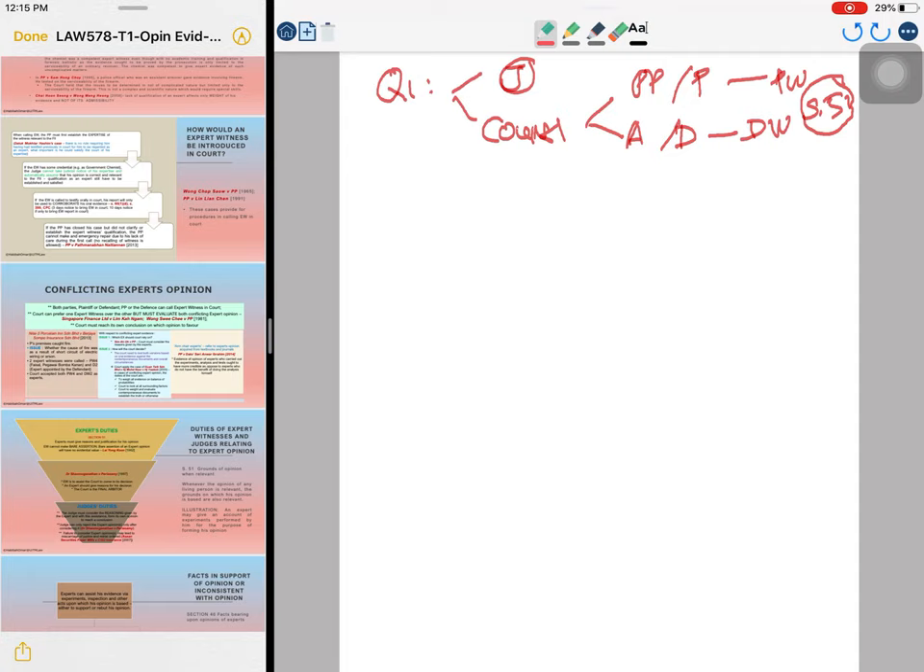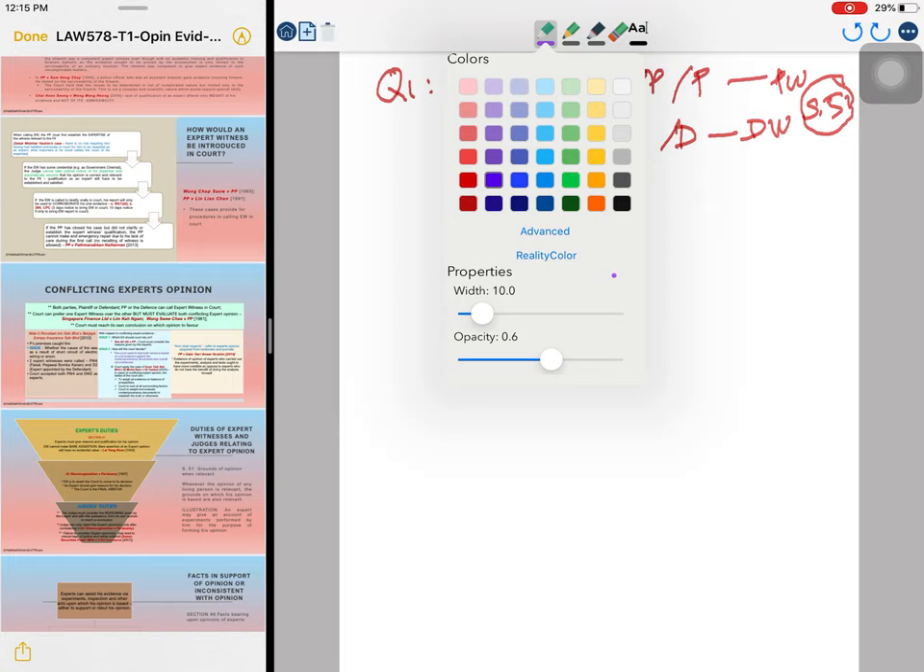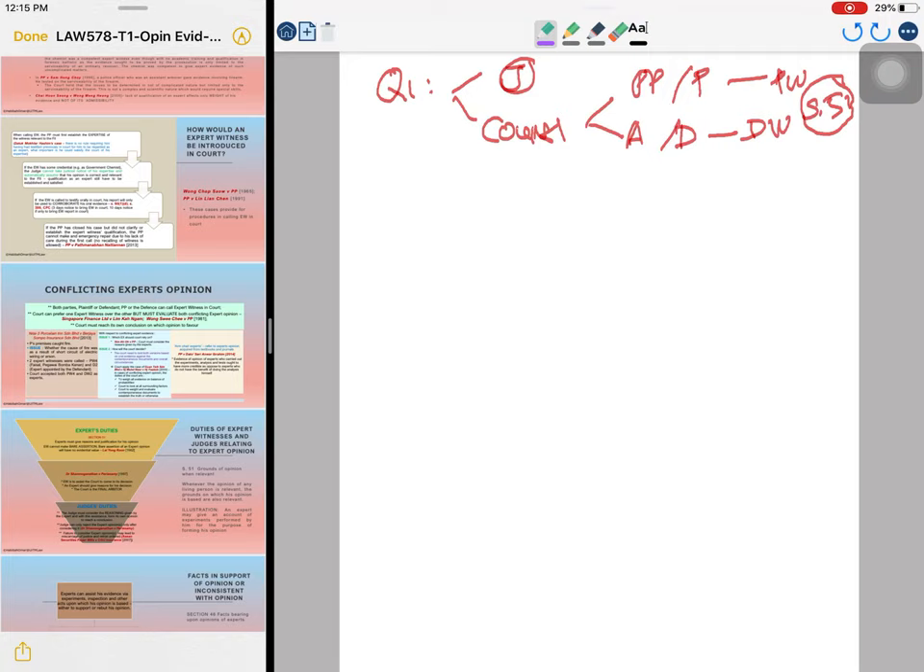This is actually provided for in the case of Singapore Finance Limited against Lim Kah Ngam, as well as in the case of Wong Sui Chi, where at the end of the day, it will be for the court to decide which opinion to choose. Now, if you have a situation of conflicting expert opinion, I think it's best that we look at how the court addresses issues of conflicting expert opinion.